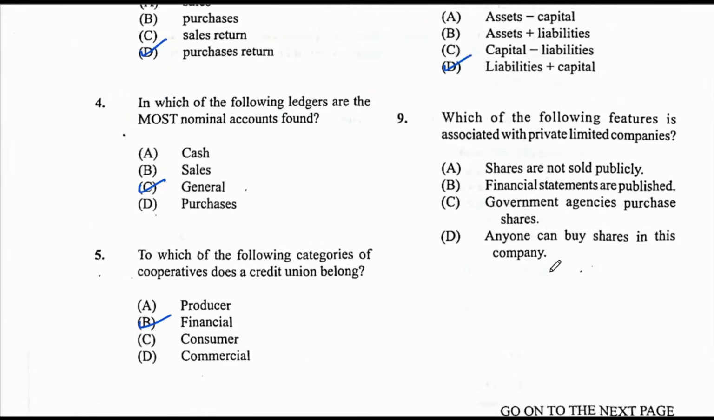Number 9. Which of the following features is associated with private limited companies? As you guys know, private limited companies are those companies whose shares are not sold publicly. So number 9, the answer is A.